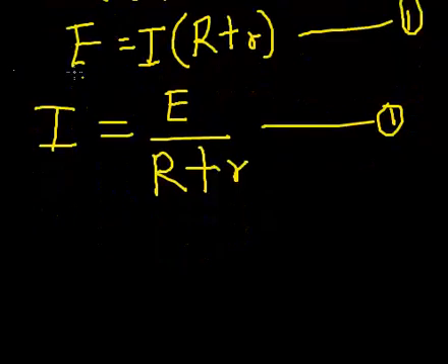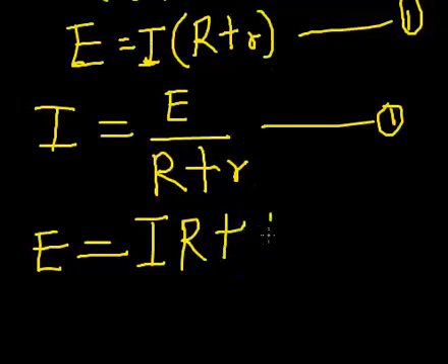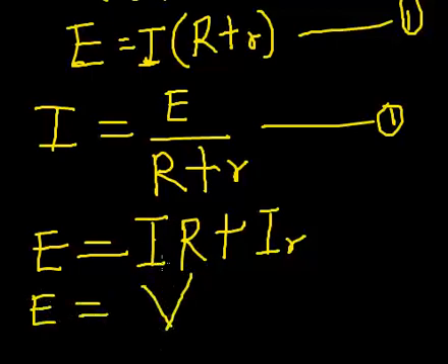Now, there's something I want to bring to your notice today. I want to expand this formula. I multiply the I by R and I have I capital letter R. Then I multiply the I by small letter r and I have I small letter r. Of course, this is the voltage. So E is now going to be equal to, for I capital letter R, I use capital letter V, a voltage. Then for I small letter r, I use small letter v.